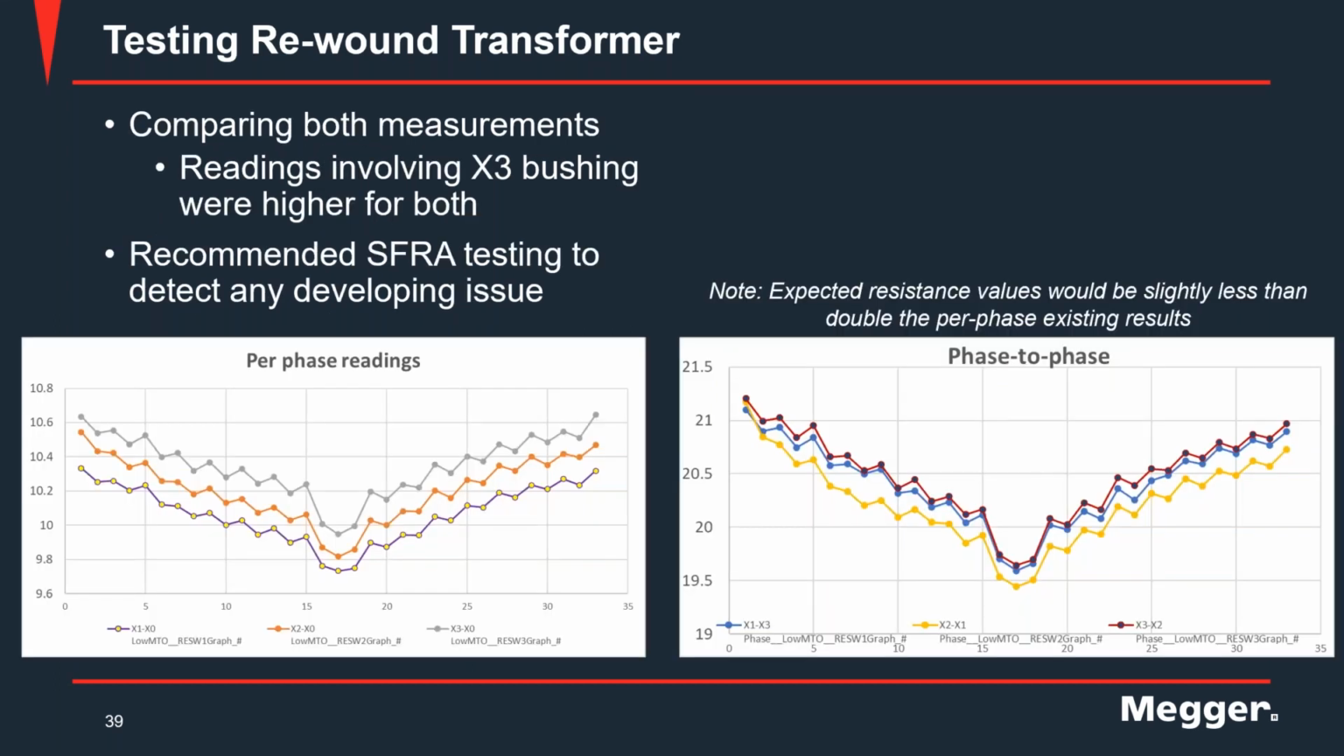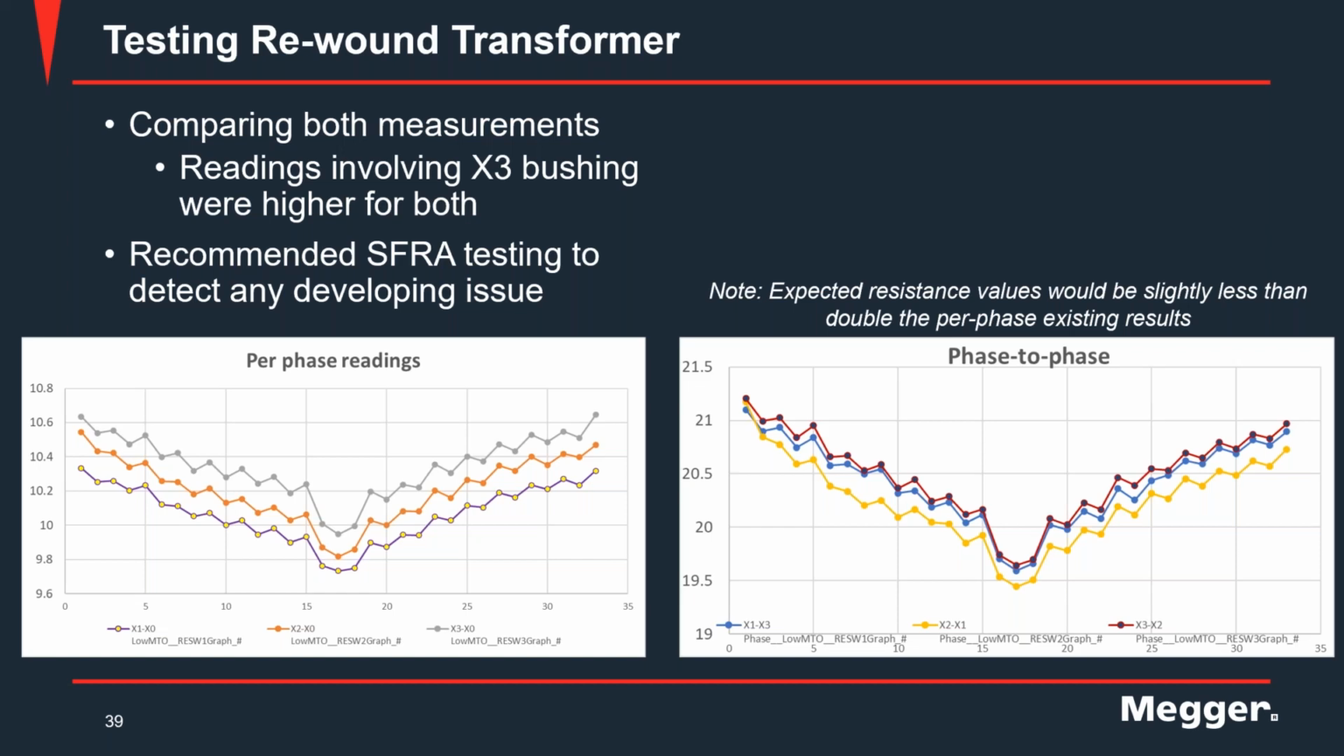So we compared the per phase readings. Whenever you make a resistance measurement from, let's say, X1 to X0, we compared those sets of readings with the phase to phase, so X1 to X3, for example. And we realized that whenever we had the X3 bushing in the measurement, we were getting slightly higher results. Because we couldn't obviously understand what the issue was, and hadn't found where the failure was per se, we said let's test further.